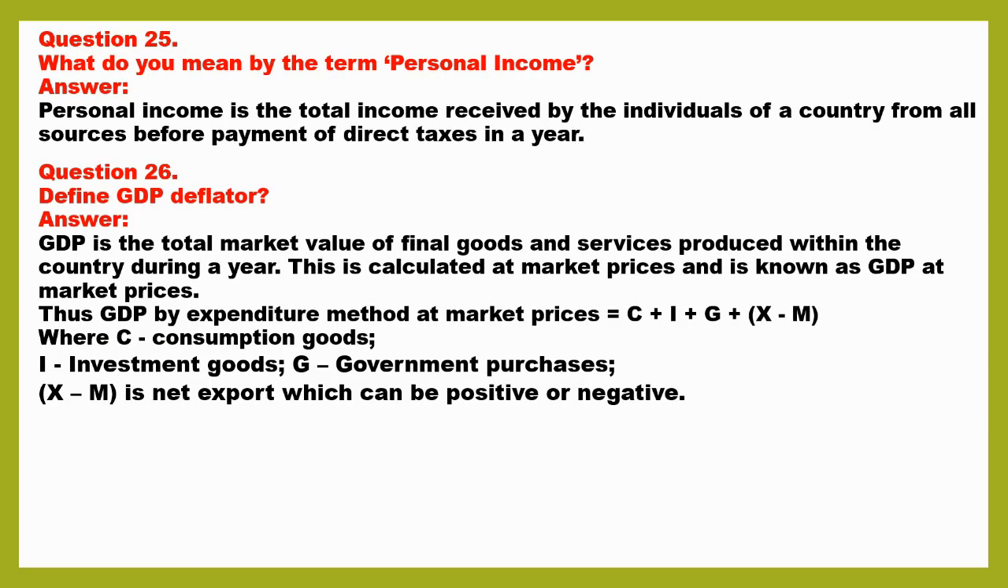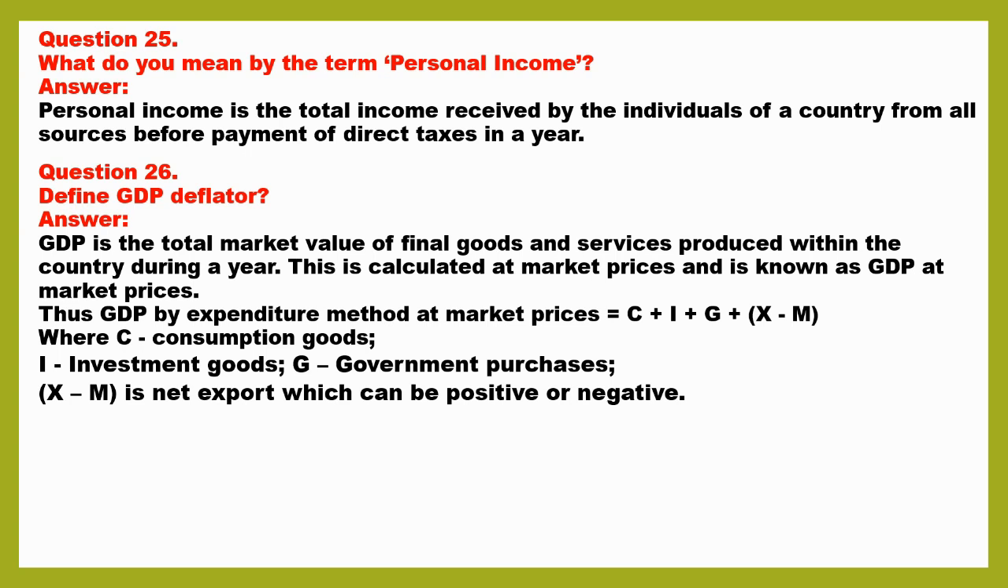Next question is, what do you mean by personal income? Personal income is the total income received by individuals of a country from all sources of payment before payment of direct taxes in a year. So personal income is the income of individuals. We call the income that comes before paying direct tax personal income. All right, okay.